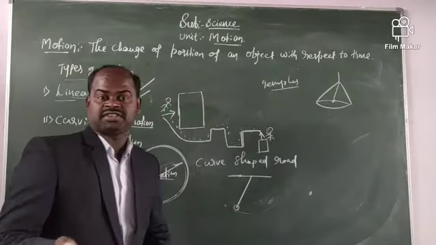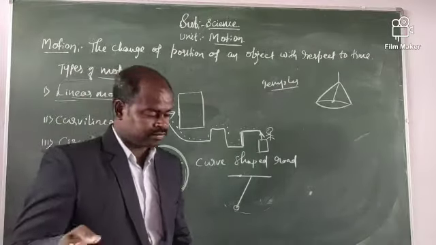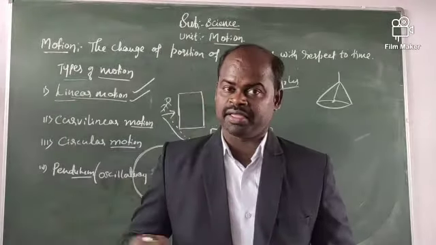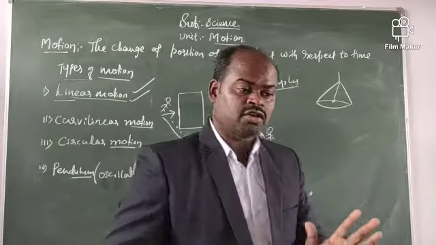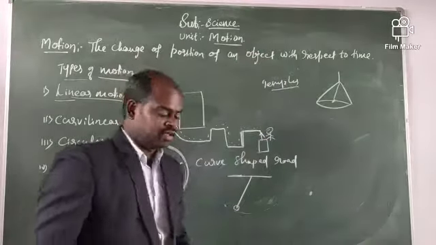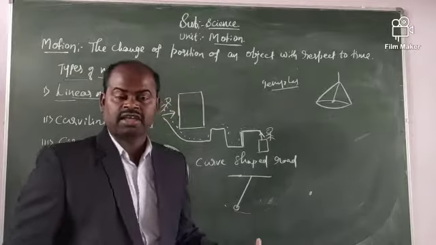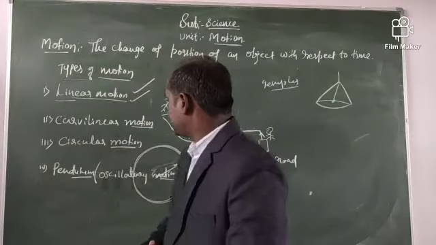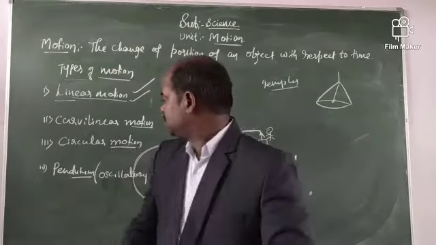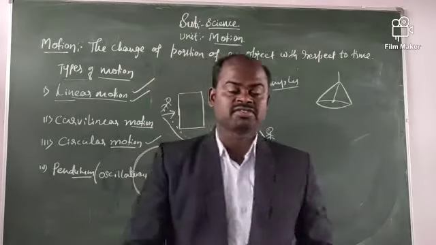When you are purchasing vegetables in the market, you never go in a straight path. You are going and asking in a curved path, a shortcut. Okay, these are all examples for what? Curvilinear motion. Next motion, that is circular motion.